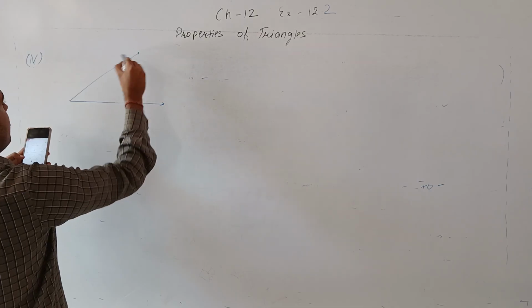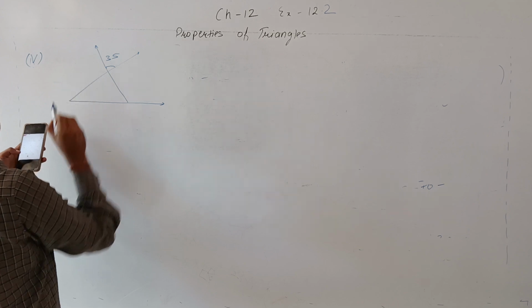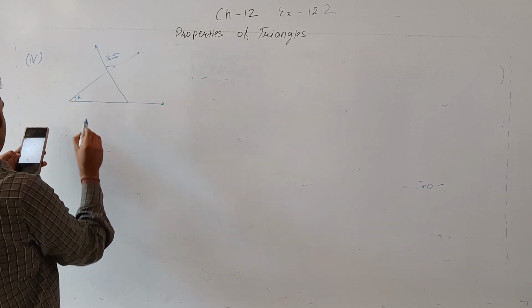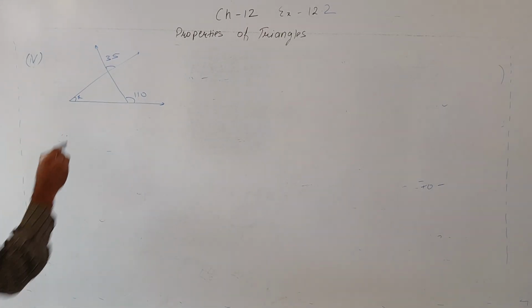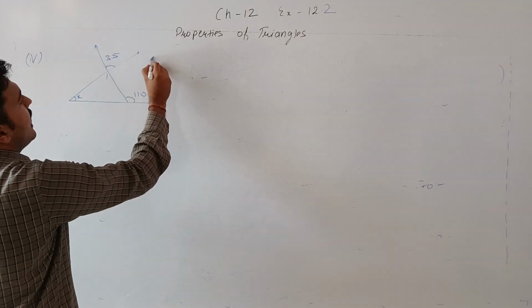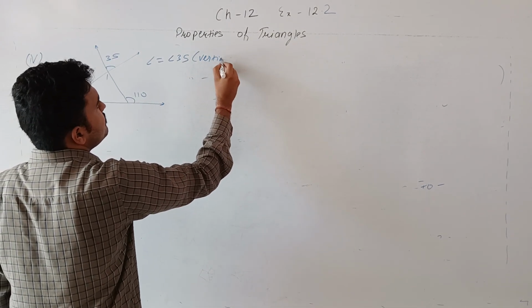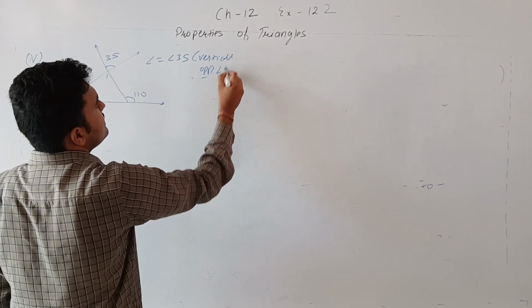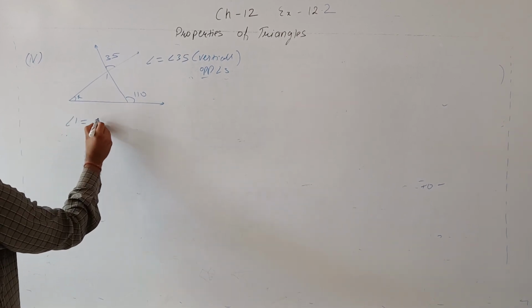The triangle is formed by 3 lines. This angle is equal to 35, this angle is x, and this angle is 110. Again we have to find angle x. This is angle 1. As earlier we have said, angle 1 and angle 35 are vertically opposite angles, and vertically opposite angles are always equal. Therefore, angle 1 comes out to be 35.